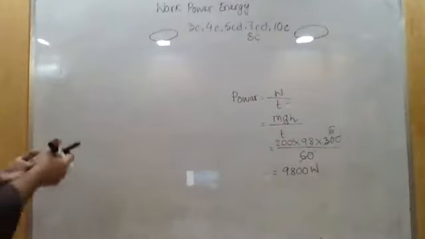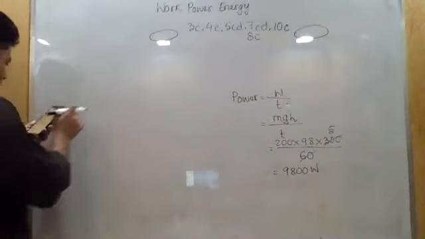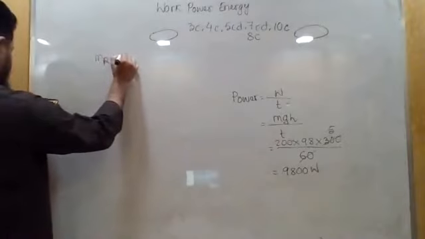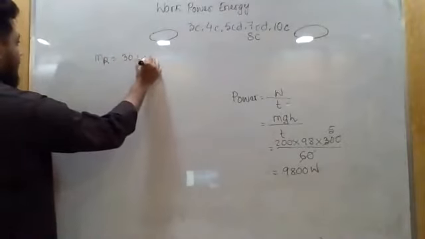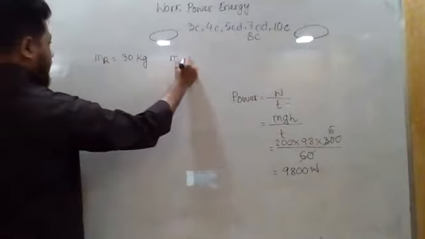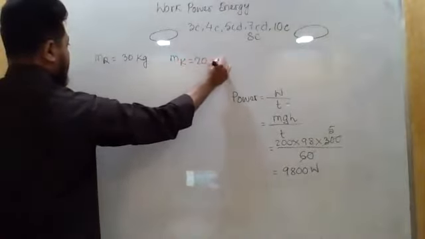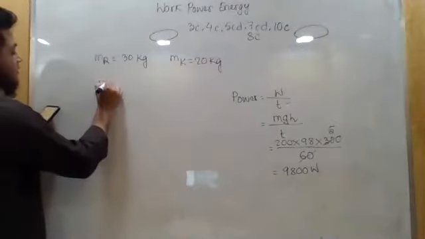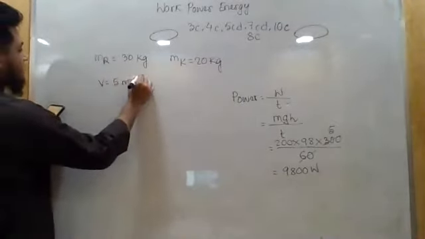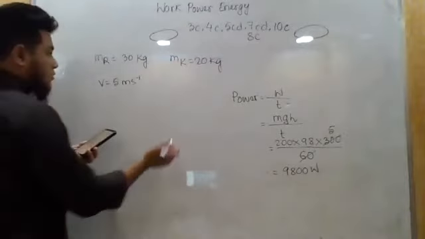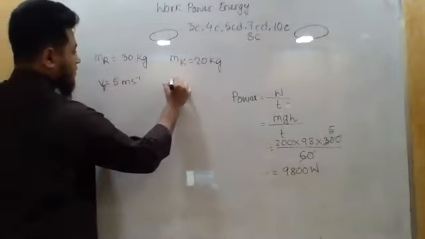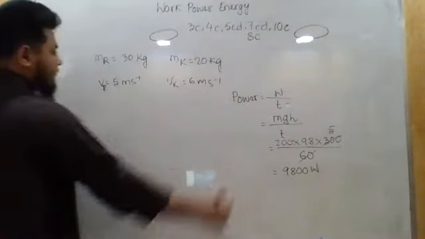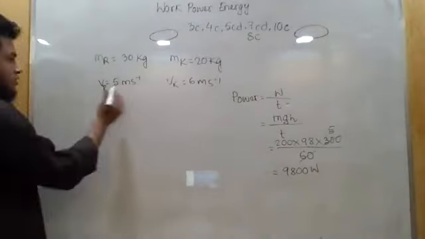Mass and velocity. The mass of Rohim is 30 kg and the mass of Kolim is 20 kg. Rohim runs with a velocity of 5 meter per second. Everything is given. Kolim's velocity is 6 meter per second. Nazmul, everything is given here. All you need to do is just put the value.